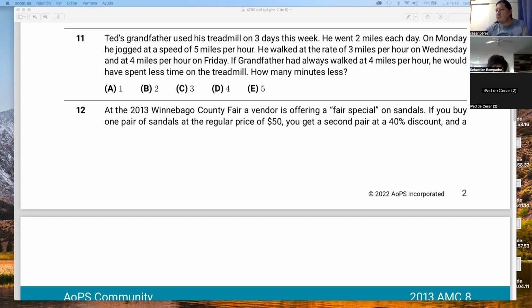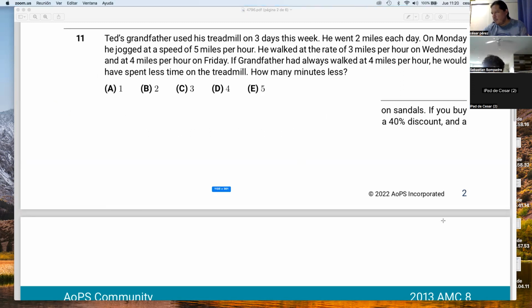Do you understand this problem? Okay. Actually, do they mean how many minutes was in total across all the days? I don't understand. What do you say? When we say how many minutes less, do they mean that across the week, how many minutes he is on the treadmill?